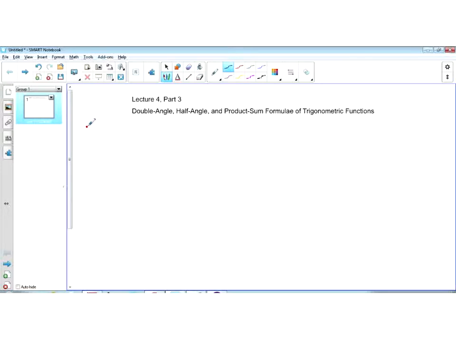What we mean by that is this. Suppose I ask you what the sine of 2x is. So essentially what we're doing is we're doubling the argument of sine 2x. Well, it turns out that sine 2x can be written as the sine of x plus x, right? Because x plus x is 2x.